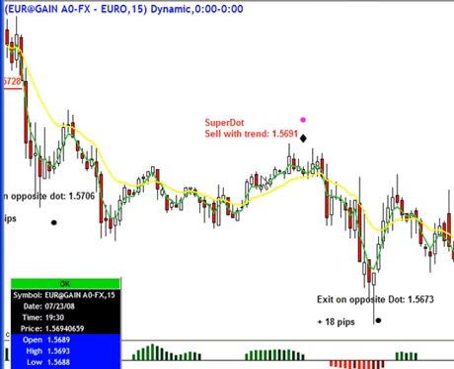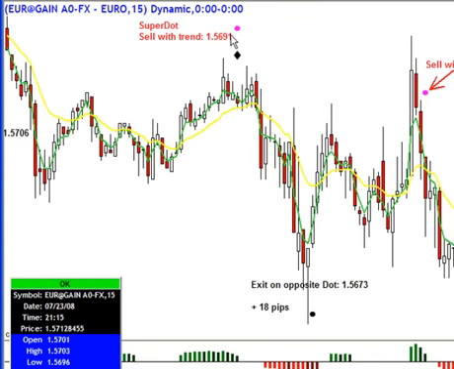And our next trend was a super dot. So we had a super dot and a sell with trend dot appearing, and we would have exited that trade on an opposite dot as well. And the opposite dot was at 673. You entered at 691, so you got 18 pips out of that.